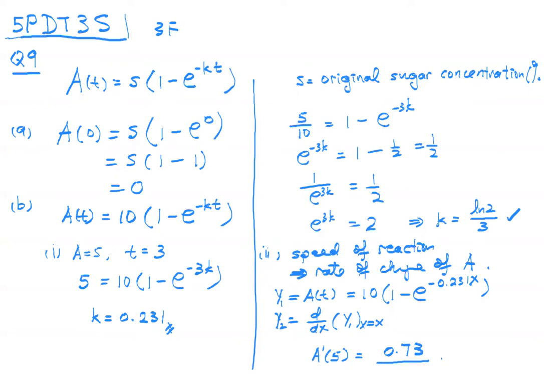Okay, 0.72. Okay, 3 significant figure. You just give me whatever the calculator shows first. 0.72778. Okay, 778. So now I teach you how to round it to 3 significant figure.